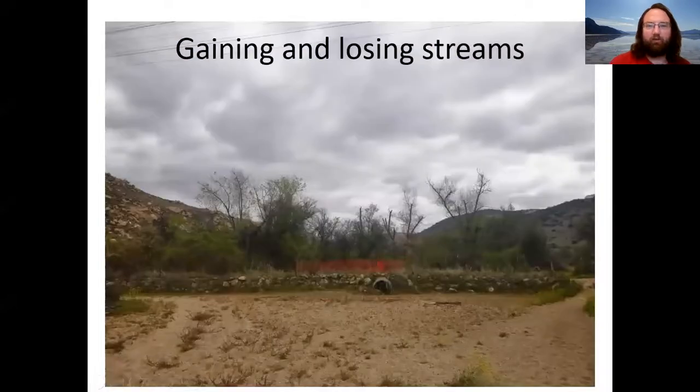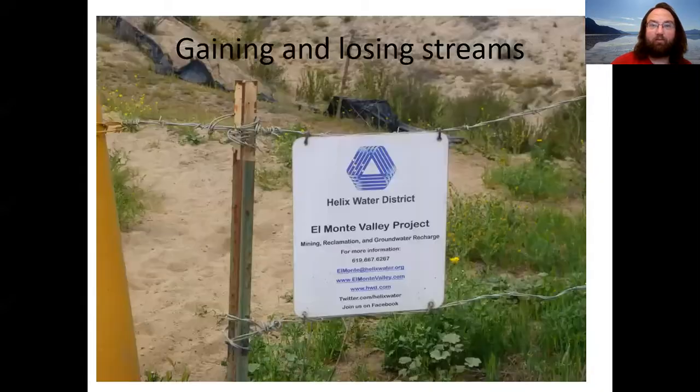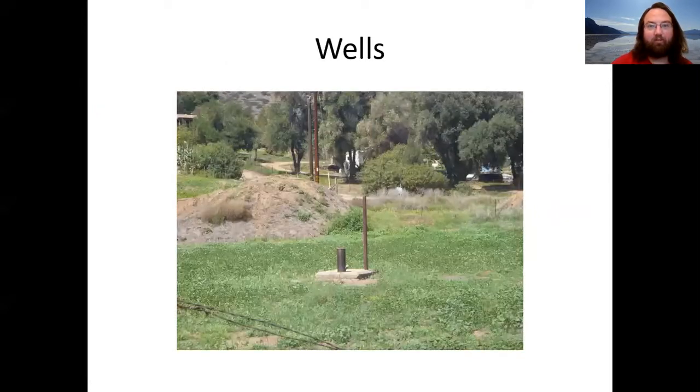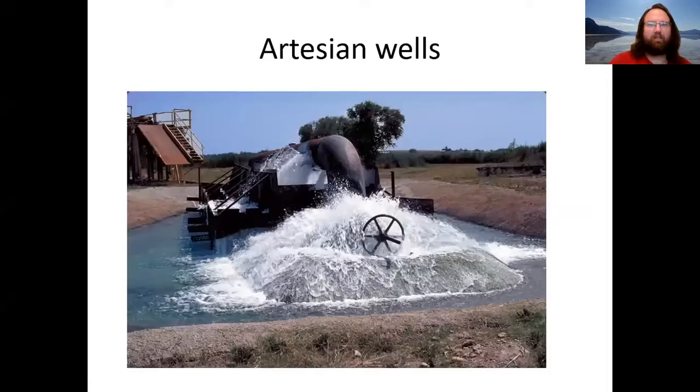So you can see the San Diego River here in the upper part of the El Monte Valley, east of Lakeside, is losing water to the water table. And here it is at Mission Dam, reemerging and generally full of water. Here's what your typical well looks like. It's not that circular stone thing with a little roof over it and a bucket. Those are way out of date. This is what a modern well looks like.